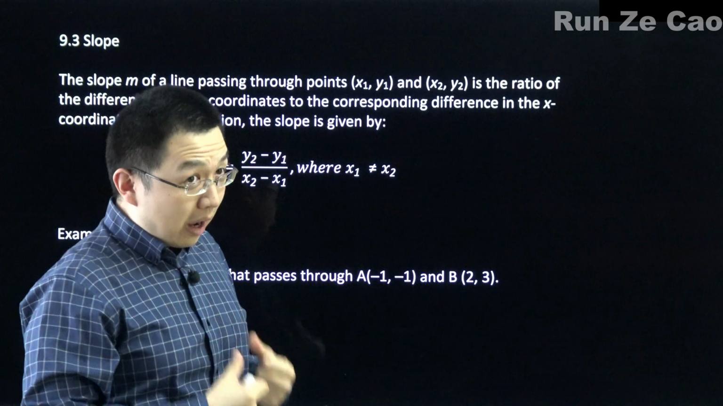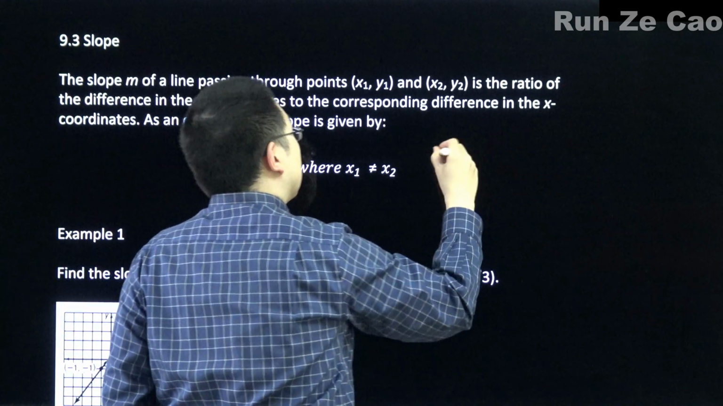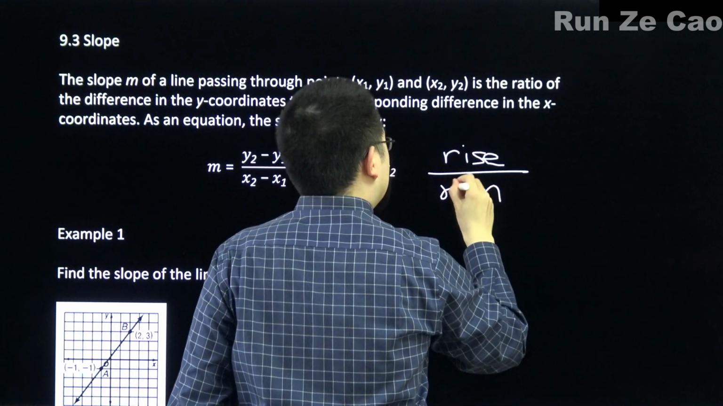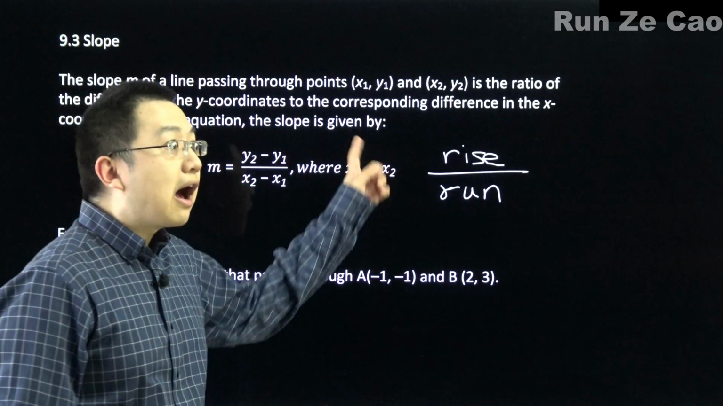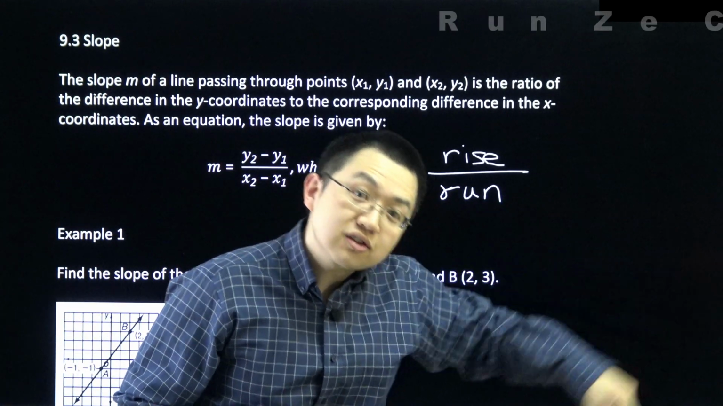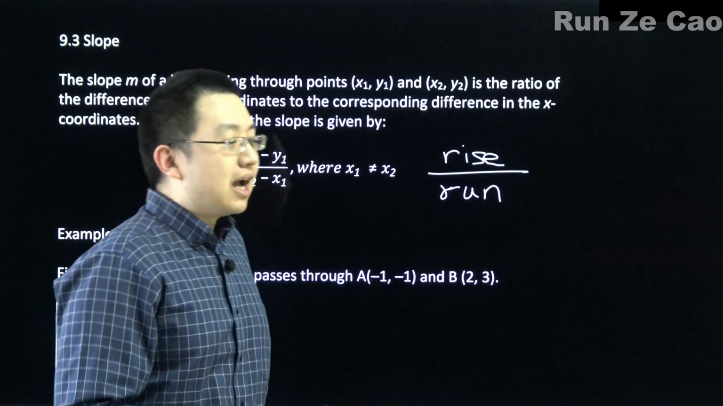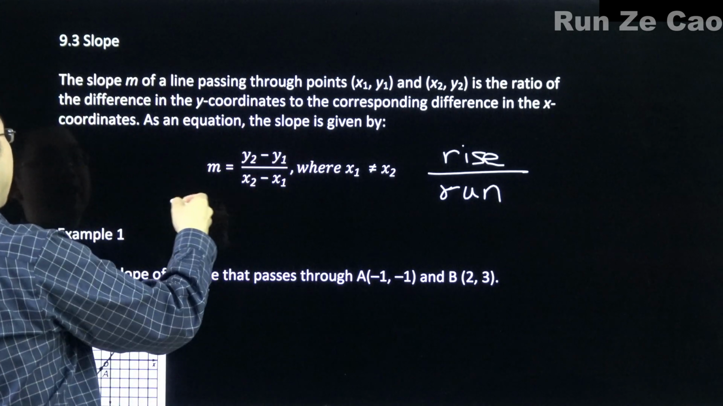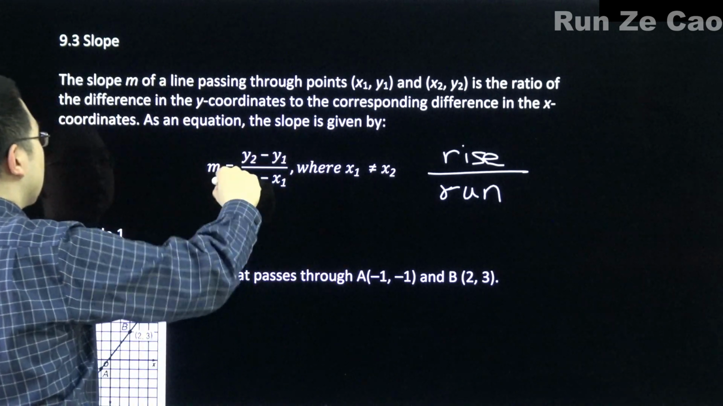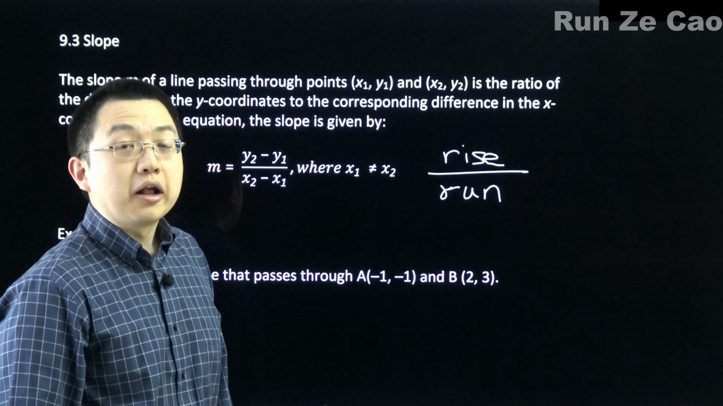Do you know how this was taught back in my day? This was rise over run. Rise is how much it went up or down. Run is how much it went across. Yeah, that's probably a little quicker to remember than the difference in the y-coordinates divided by the corresponding difference in the x-coordinates, even though it means exactly the same thing.